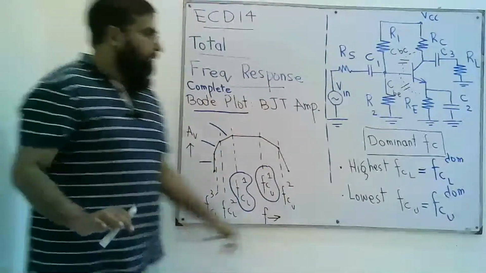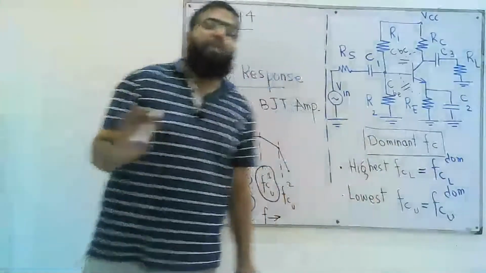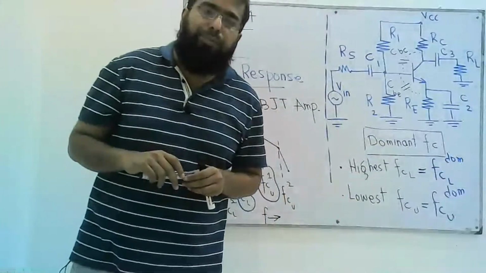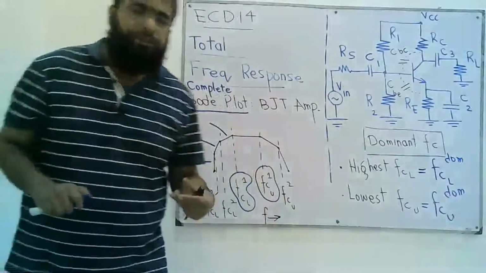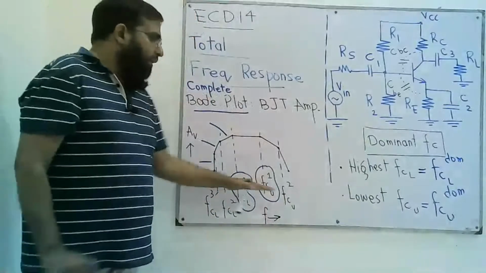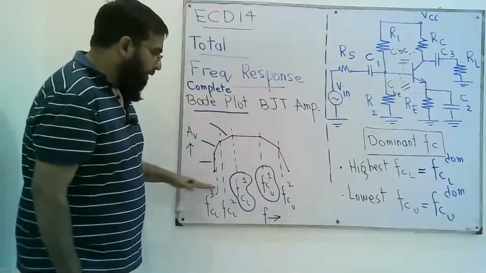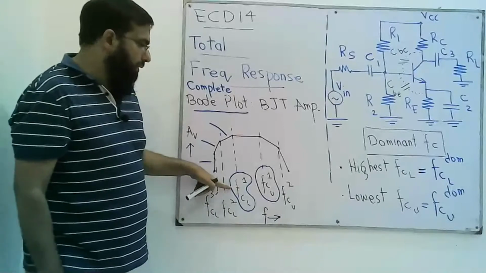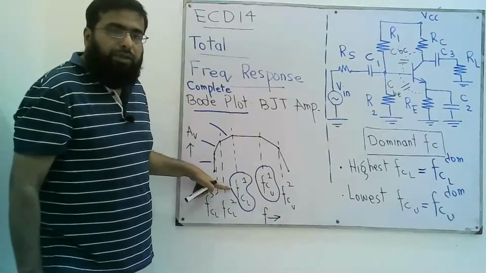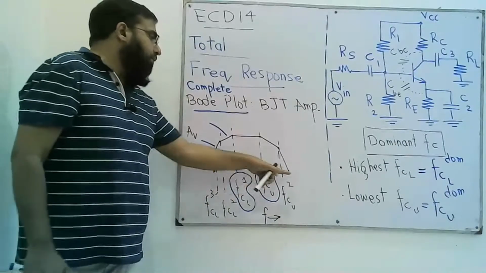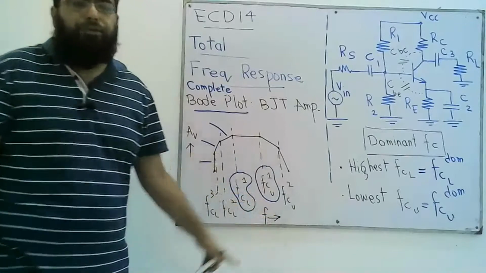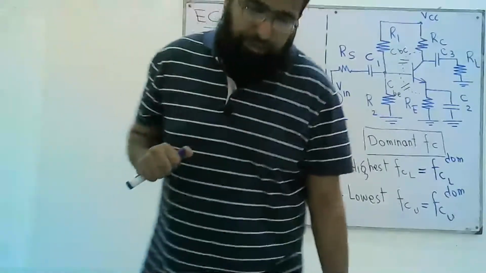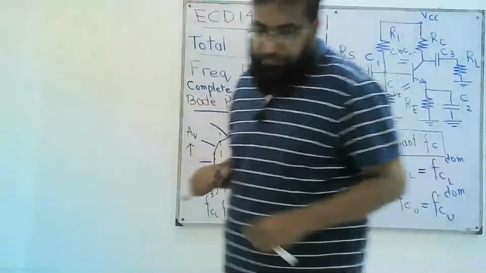So we have three lower cutoff frequencies and two upper cutoff frequencies. We have to select one dominant cutoff frequency on the lower side and one on the upper side. So the highest of the three lower cutoff frequencies is the dominant lower cutoff frequency, and the lowest of the upper cutoff frequencies is the dominant upper cutoff frequency.